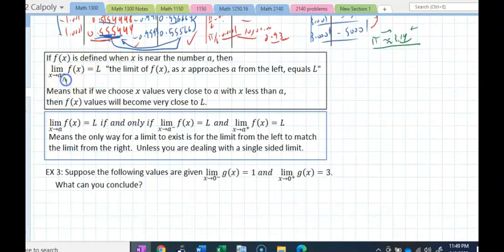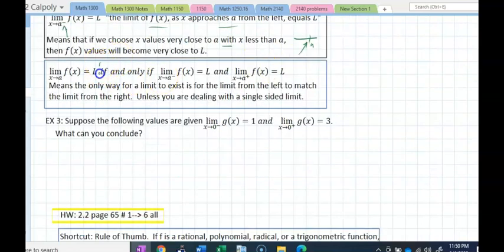If you pick numbers to the left, so that if the function f is defined near a, then the limit as x approaches a from the left equals L. That's what we just did, it means that we choose x values very close to a but less than a. And from the right, obviously it's the same thing. Now, if you say a limit exists, then you're saying that the limit from the left and the limit from the right give you the same y value. And if those don't match, we say the limit doesn't exist.